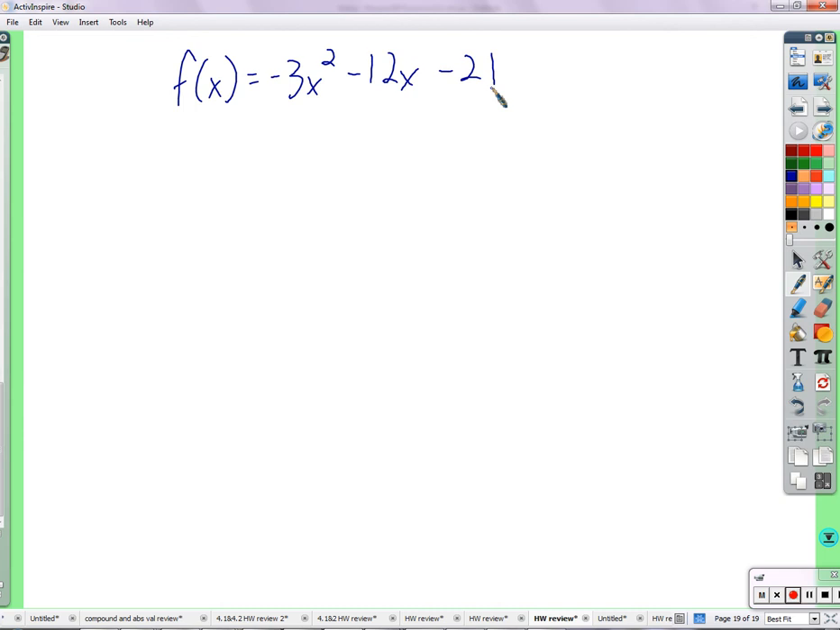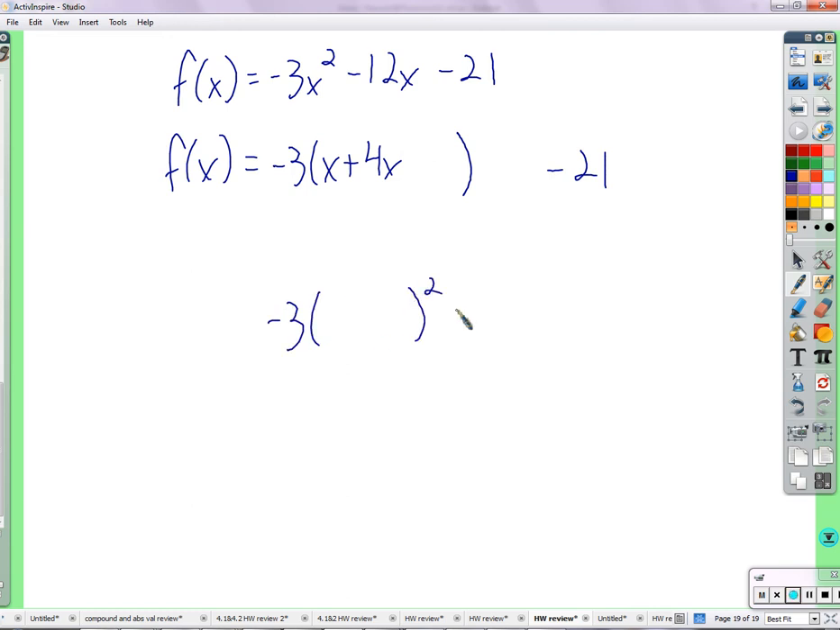Write this in vertex form, and earlier we had it in vertex form that had a multiple outside of the parentheses. So let's move that negative 21 over here, and then from this group, let's factor out negative 3. And we will complete the square inside here, because if we complete the square on this, we find that number, then we'll be able to write it as negative 3 times something squared, plus or minus something over here.